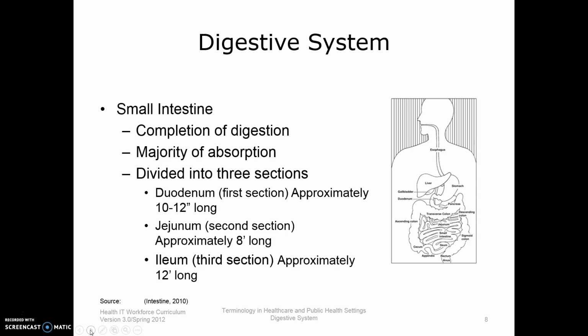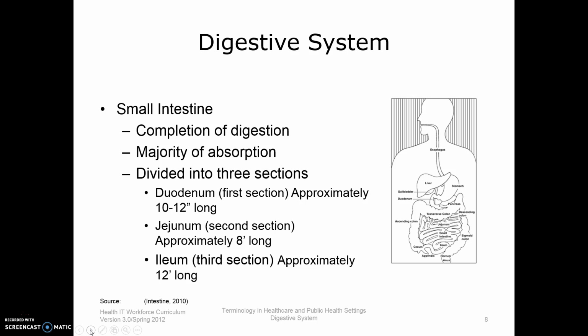After an hour or so, the chyme leaves the stomach and enters the small intestine or small bowel. The small intestine is where digestion is completed and the majority of nutrient absorption occurs. The small intestine is divided into three sections: the duodenum, the jejunum, and the ileum. The duodenum is the first section. It is about 10 to 12 inches long and shaped like a C. It begins at the stomach and ends at the jejunum.